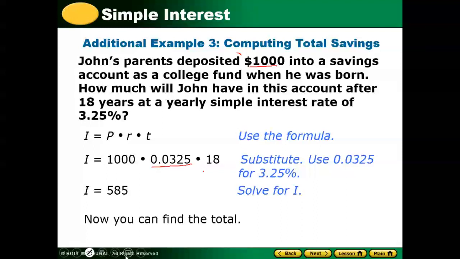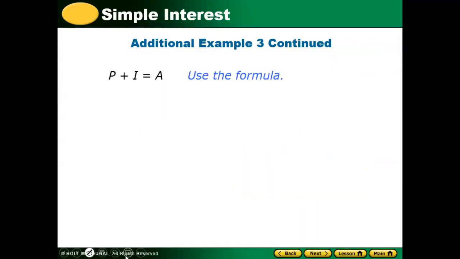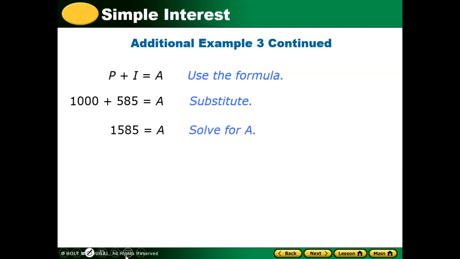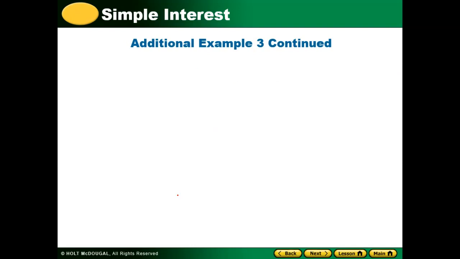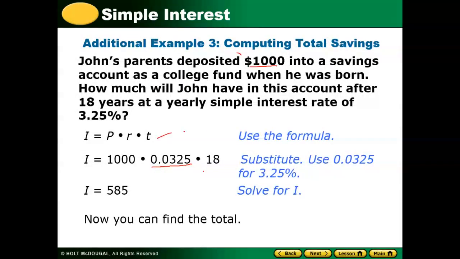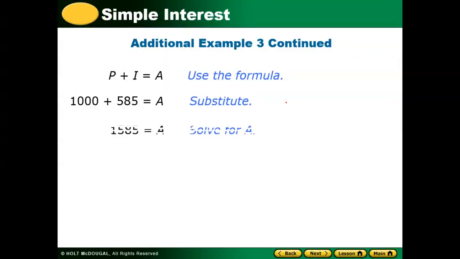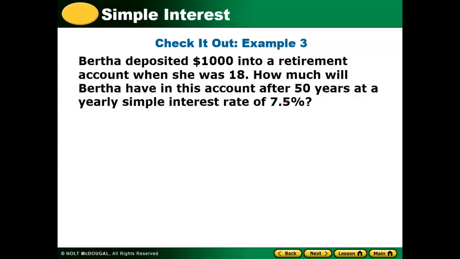So that's our interest, but are we done? No, we still have to find the total. To find the total, we use P plus I equals A, because we know the original amount invested was 1,000 and the interest earned was 585. So we add those together. John will have $1,585 sitting in that account after 18 years. This is the biggest thing you need to watch for. If we go back to the question, it says, how much will John have in his account after 18 years? It doesn't say how much interest will he earn, right? So a big part of word problems is identifying what you're being asked to solve.